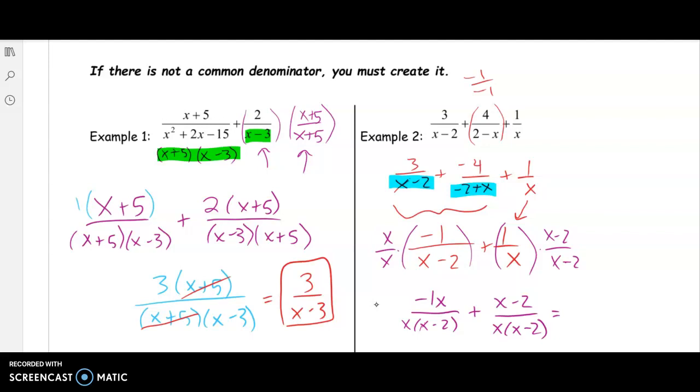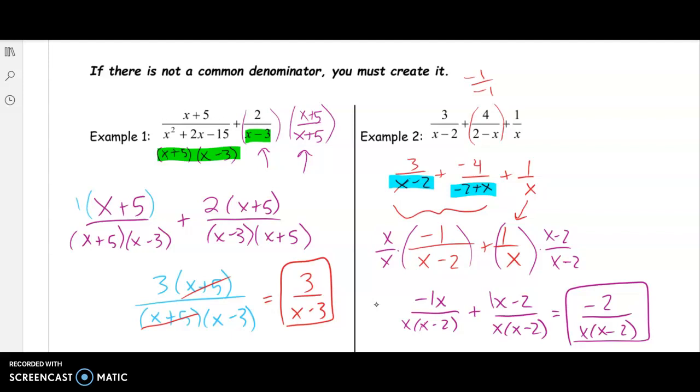All right, so let's add some of these things together. Let's add the numerators. Negative 1x plus positive, and remember, this has a 1 in front of it, so negative 1x plus positive 1x is 0. There are no more x's in the numerator, just a negative 2. And the bottom remains x times x minus 2.